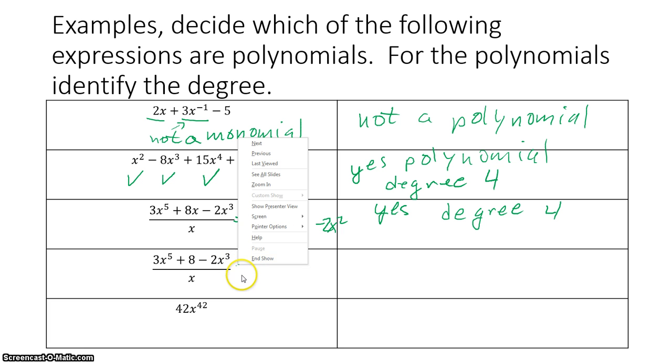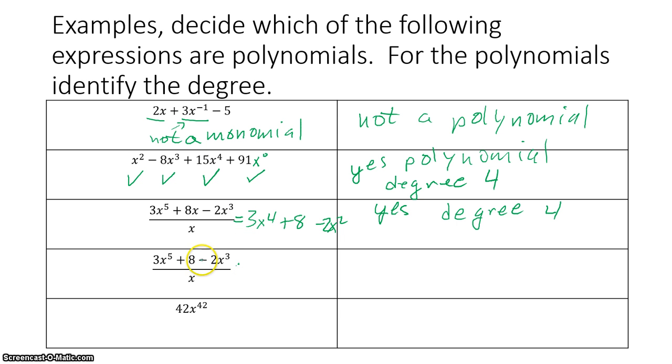Fourth expression, very similar to the last one we looked at, except this 8 doesn't have an x on it. So when we expand this, we end up with 3x to the fifth plus 8 over x minus 2x cubed. 3x to the fifth is a monomial, minus 2x cubed is a monomial, but is 8 over x a monomial? Well, this is the same as 8x to the minus 1, and again we have a negative in the exponent of the variable. So that is not a monomial, making this not a polynomial.